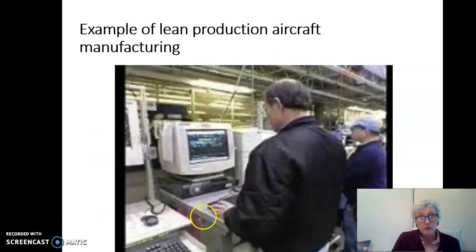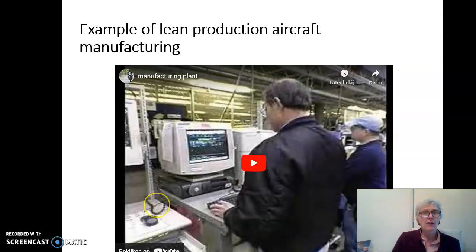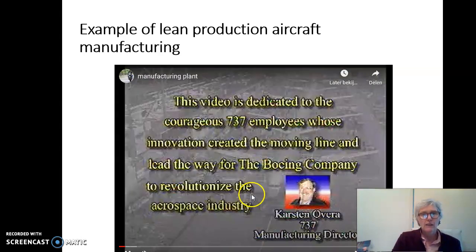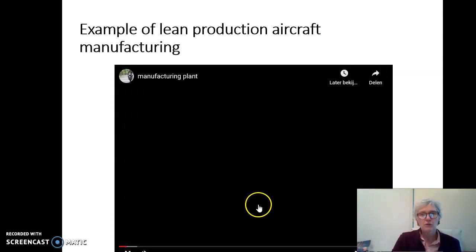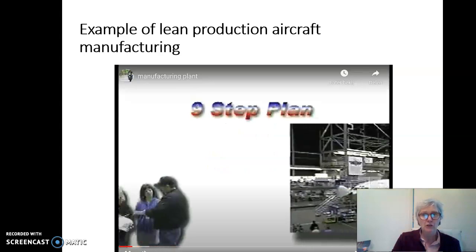Now, this short video shows the lean production of aircraft manufacturing. Let's have a quick look at it. We will not watch it, but just have a glance at it, and maybe you can watch it at home. This video shows you how the 737 is assembled by the ways of lean manufacturing.